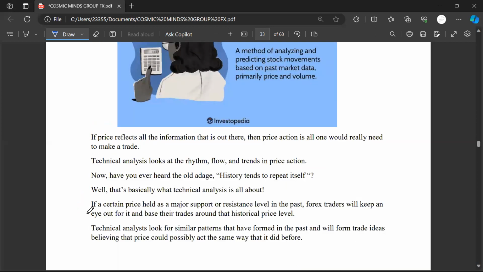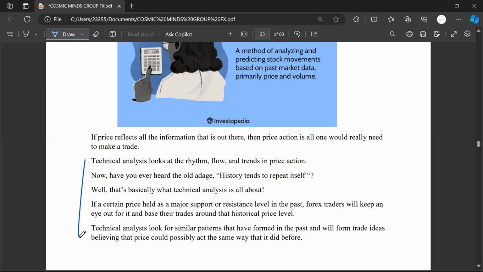Now, if price reflects all information that is out there, the price action is all one would really need to make a trade. So if all the information in the market is presented on the chart, then that's all that we need. If you're a price action trader, a technical analyst trader, then all the information that we need is here. So we are looking at technical analysis. We look at the rest and then how we will combine them together. So we are treating them individually. So just pay attention. Technical analysis looks at the rhythm, flow, and trends in price action.